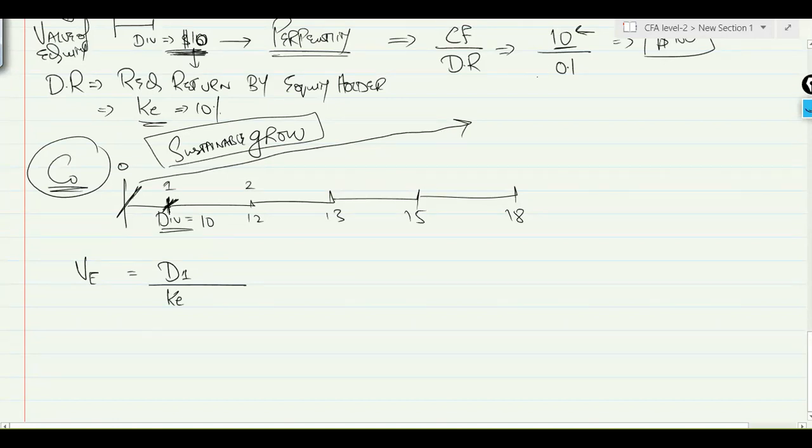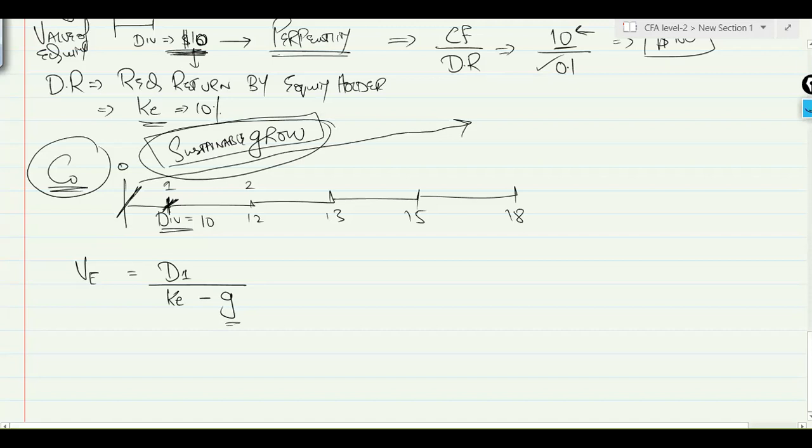As I did in the perpetuity formula also, I took the next year dividend, D1, divided by cost of equity. The only change is that in this case, I have growth also. To incorporate that growth, I will be subtracting growth in the denominator. That's the only adjustment you need to do. This is called the Gordon growth formula. Gordon was a person who introduced this concept.